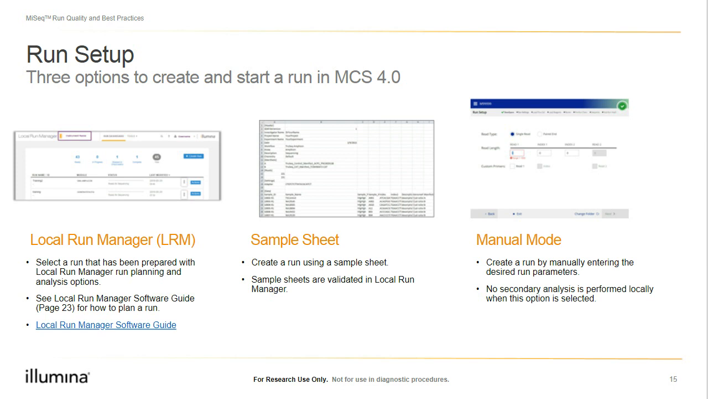We also have the sample sheet mode, which is essentially unchanged from MCS 2.6. Lastly, we have the manual mode, which is very helpful if you plan to run your own analysis outside of the Illumina Local Run Manager software, or you encounter issues with run planning or sample sheet generation and just need to get your run going. In this run setup mode, we can simply enter the desired run parameters and go. The output will be .bcl files, which can later be converted to FASTQs and analyzed by any desired means.